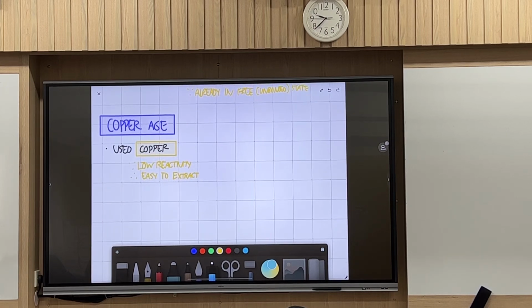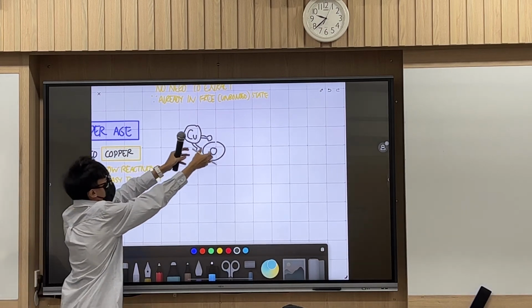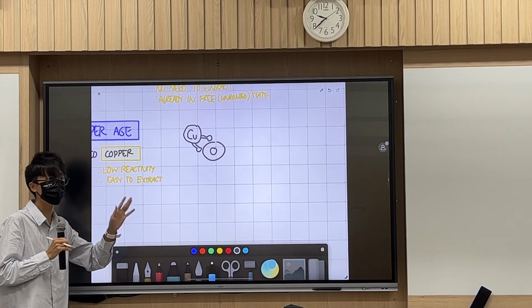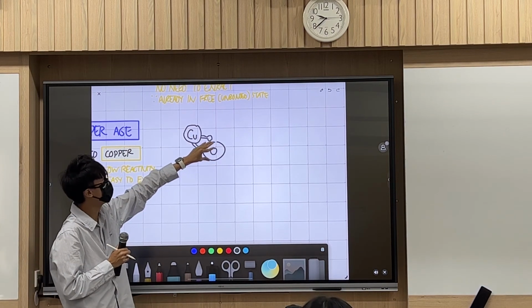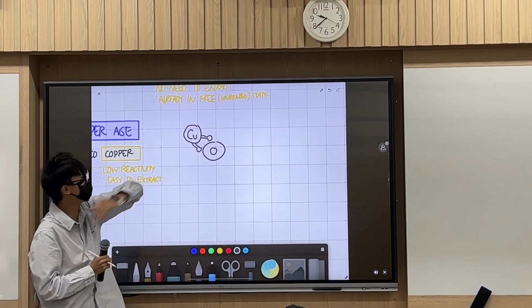When you are not very reactive, it means you do not bond to oxygen as tightly. Imagine copper as a person. Being a not very reactive metal means it is holding onto oxygen very loosely. So you can easily come around and pull the oxygen away from it. That's what being not very reactive means. It doesn't attract oxygen very tightly. So it is possible for you to take the oxygen out very easily.